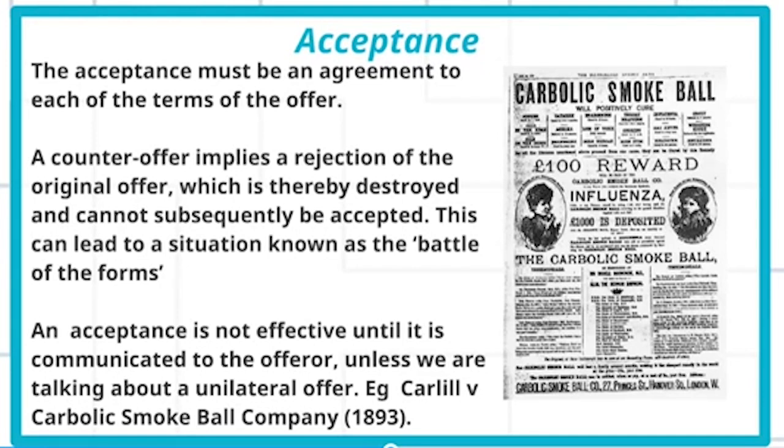The general rule is that acceptance is not effective until it's communicated to the offeror. This is sometimes expressed by saying that the acceptance cannot be made through silence. The offeror cannot waive communication if that would be to the detriment of the offeree. The general rule is displaced in the case of a unilateral contract.